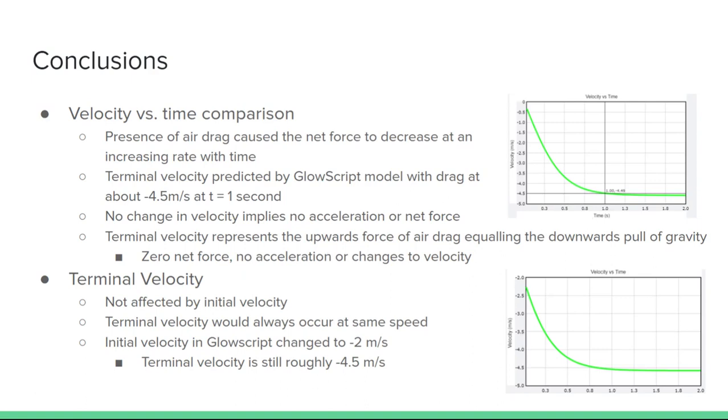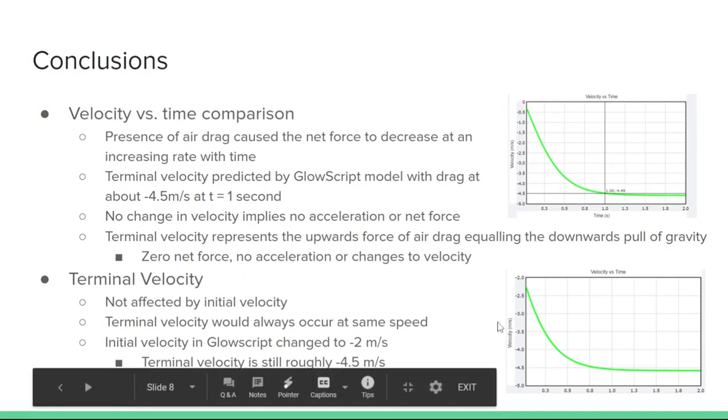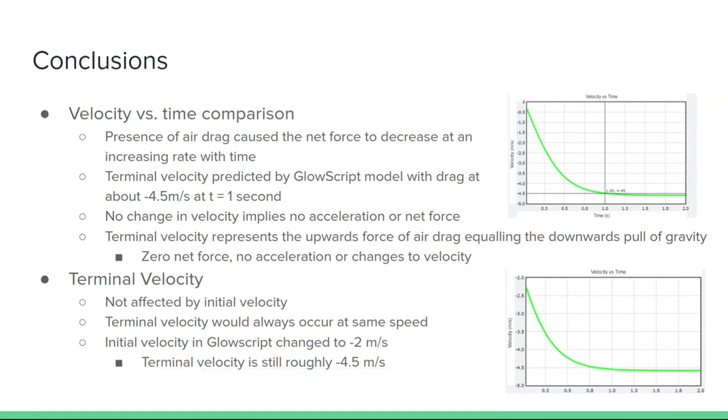Terminal velocity is also not affected by initial velocity. As you can see here, I changed the initial velocity to negative 2 meters per second in GlowScript starting here, and it was still negative 4.5 meters per second reached as terminal velocity. So the initial conditions have no effect.